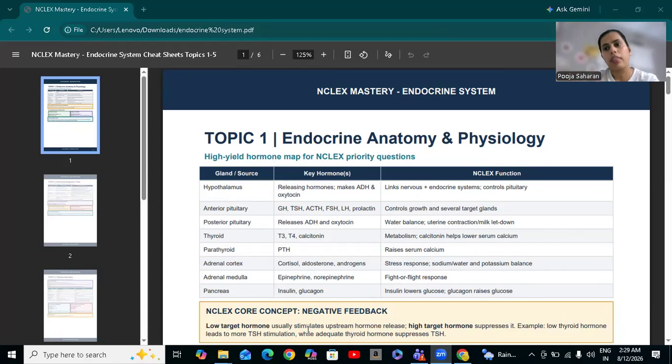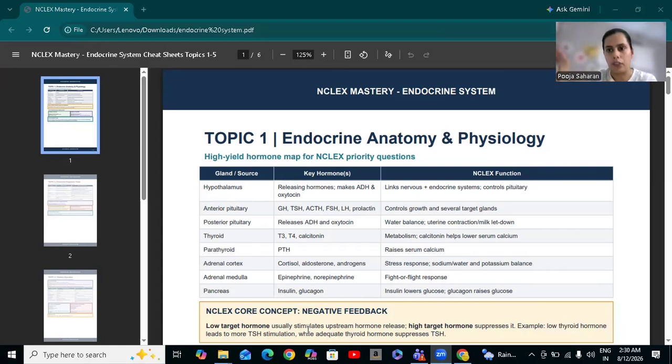On the contrary, vice versa, if T3 and T4 are more, if there is excess of T3 and T4 in your bloodstream, what will happen? It is going to suppress the TSH. It tells the pituitary, please don't force us to release more hormone because we are already in excess. So T3 and T4 are in very large amount, and TSH will be reduced. So this is negative feedback.